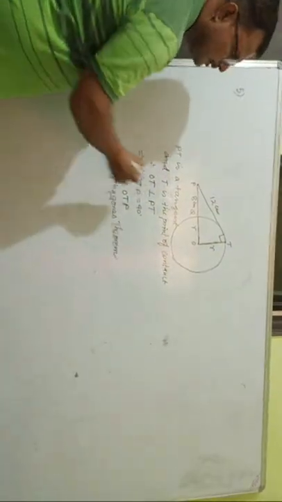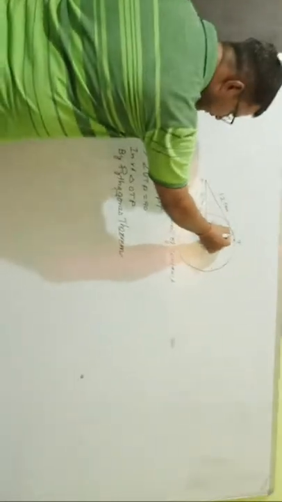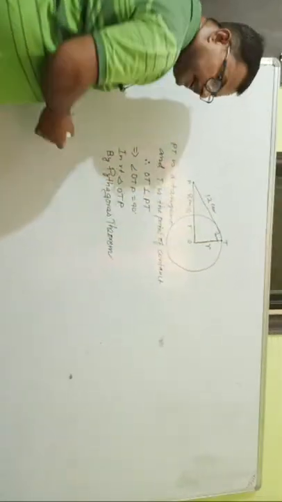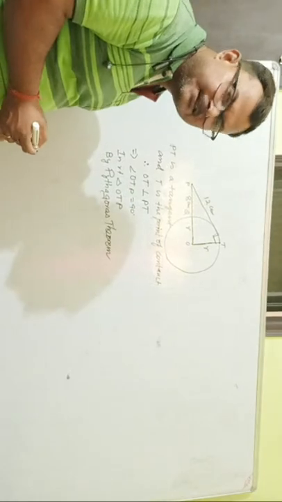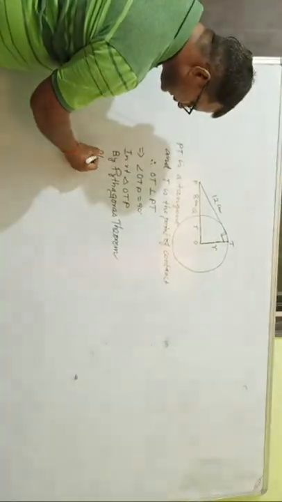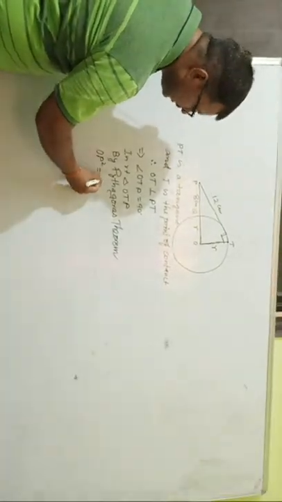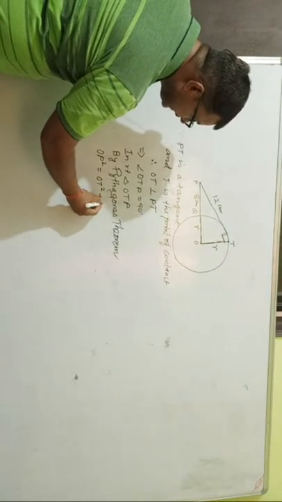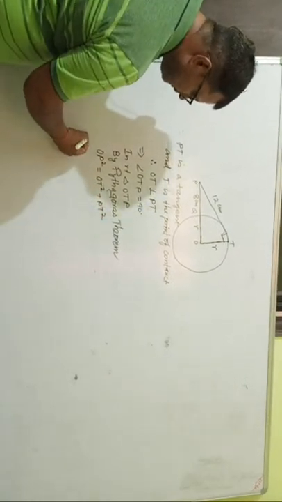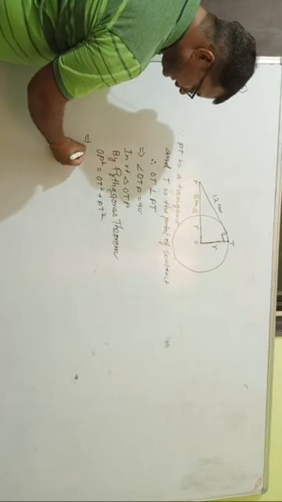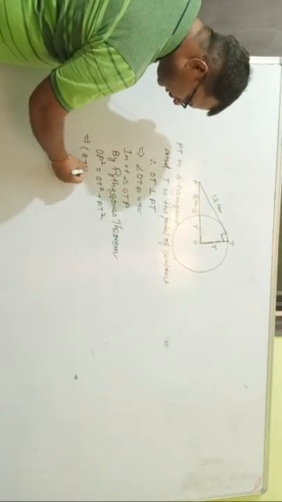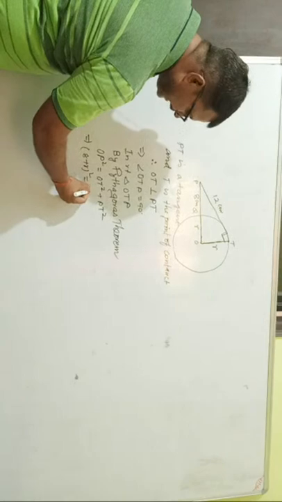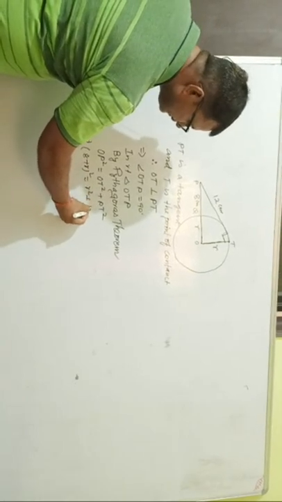What will be the hypotenuse? The side opposite to 90 degrees is said to be the hypotenuse. OP square is equal to OT square plus PT square. OP is here 8 plus r, whole square. OT is r square. PT is 12 square.